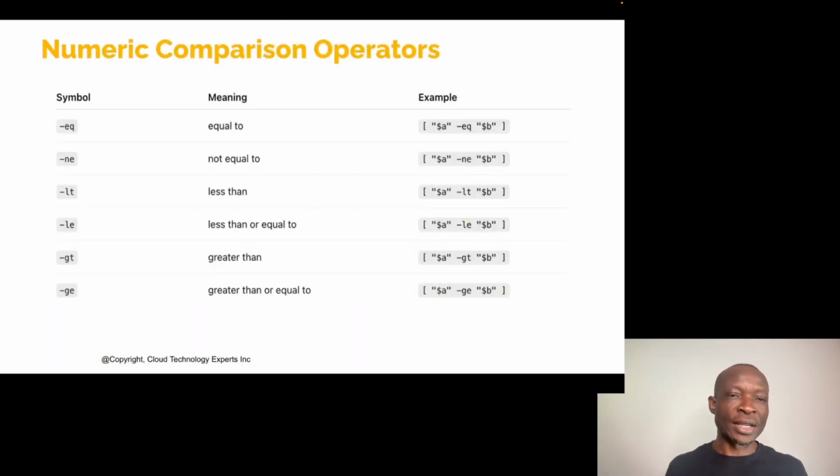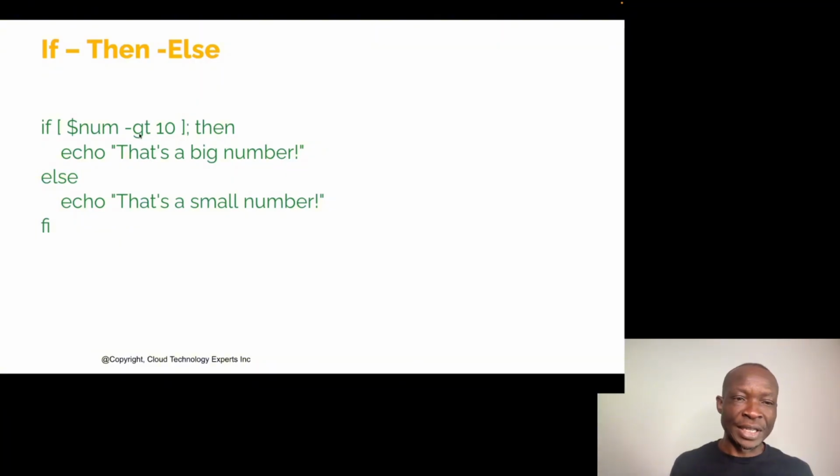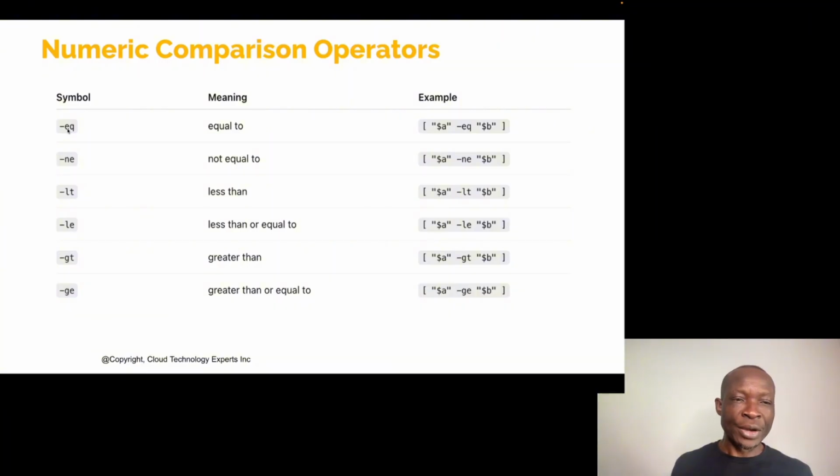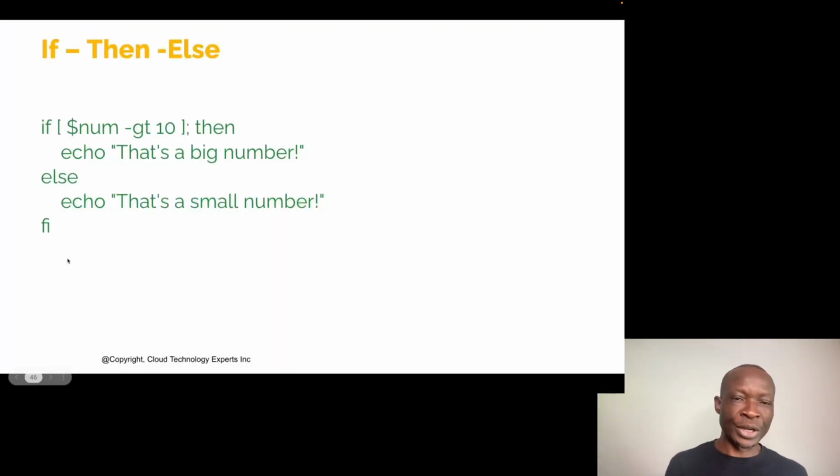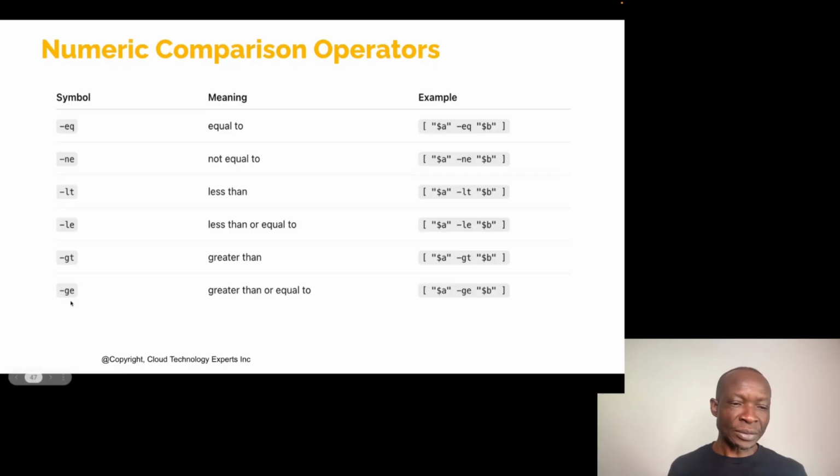Before we do that, you see what we have here, GT means greater than. G for greater, T for than. There are a couple of other operators you can use. For example, EQ means equal to. NE means not equal to. LT means less than. LE means less than or equal to. GT means greater than, which is the one we use here. GE means greater than or equal to. So these are the operators we'll be using when you're making decisions.